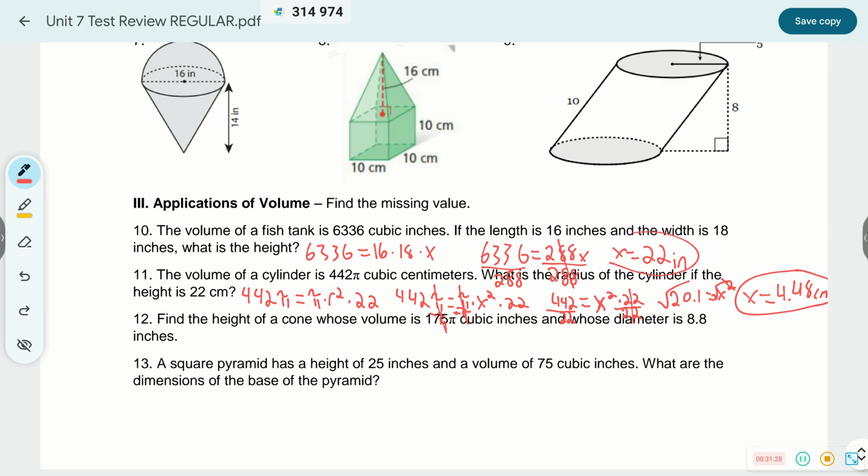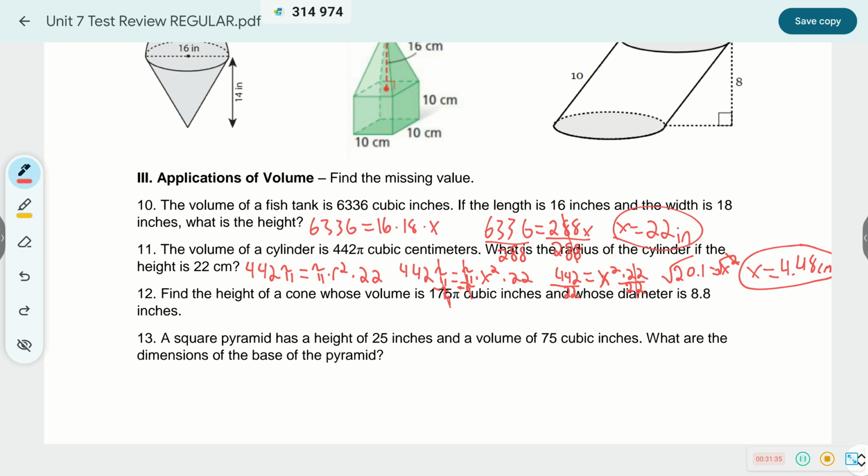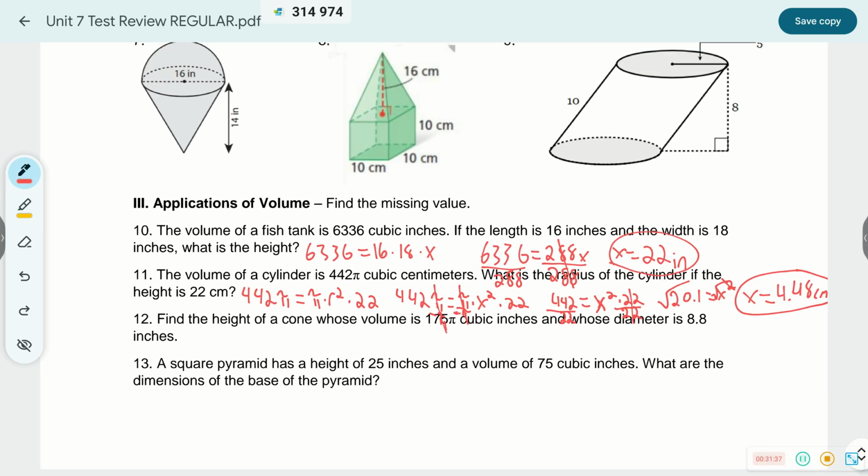X equals 4.48 centimeters. Okay. Last two. We got finding the height of a cone whose volume is 175 pi cubic inches. We have 175 pi equals, and the diameter is 8.8 inches.